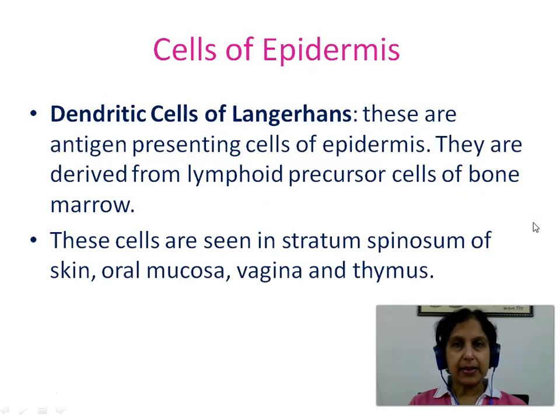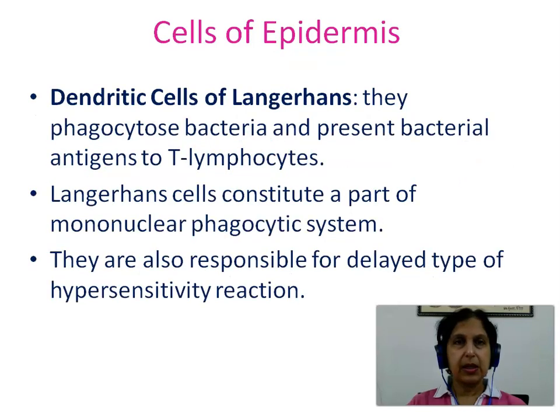Dendritic cells of Langerhans. These are antigen-presenting cells of epidermis. They are derived from lymphoid precursor cells of the bone marrow. These cells are seen in stratum spinosum of skin, and they are also seen in the oral mucosa, vagina and thymus. They phagocytose bacteria and present bacterial antigens to T lymphocytes. Langerhans cells constitute a part of mononuclear phagocytic system. They are also responsible for delayed type of hypersensitivity reaction.